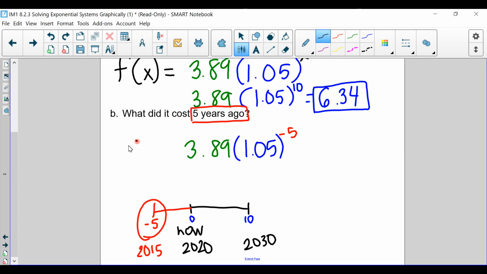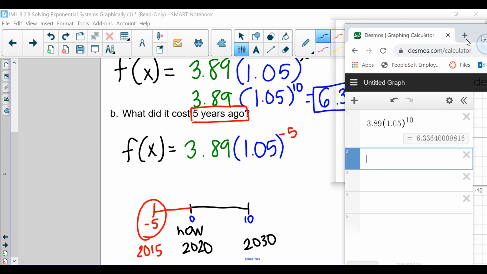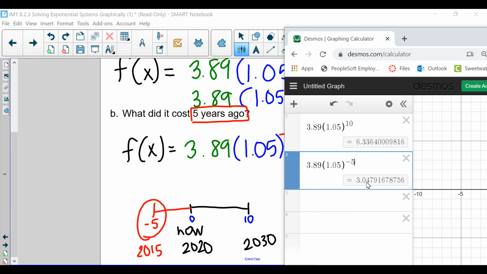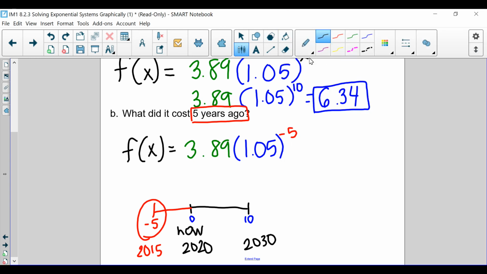So let's find out what that means in terms of dollar amount. What was the price of the milk if we're talking about 5 years ago? So let's go ahead and find that out. Assuming that the depreciation was 5% each year. Okay, so then we're going to raise it to the negative 5 power, and we get it's about $3.05. So that's what we're going to write. It was worth $3.05.